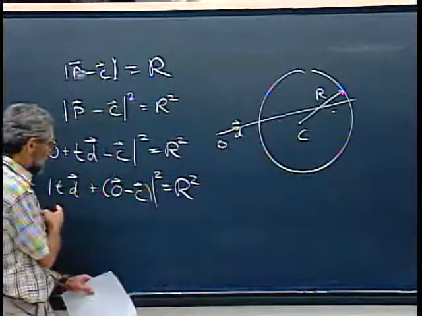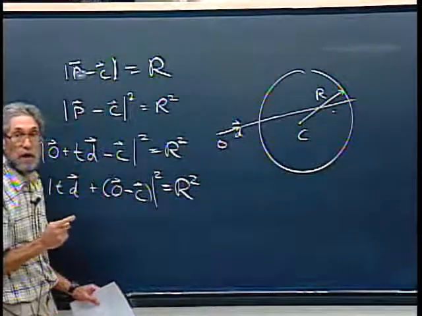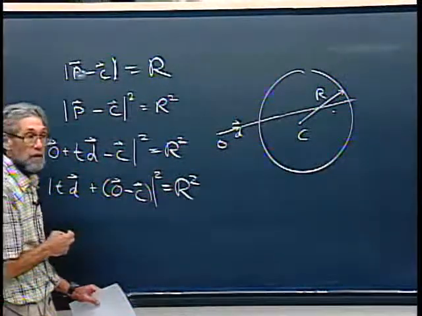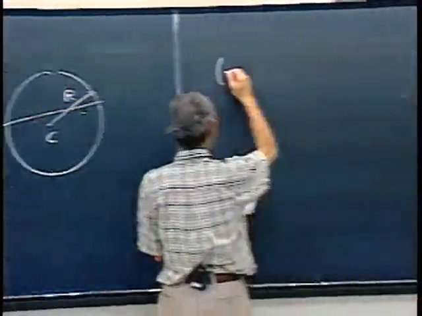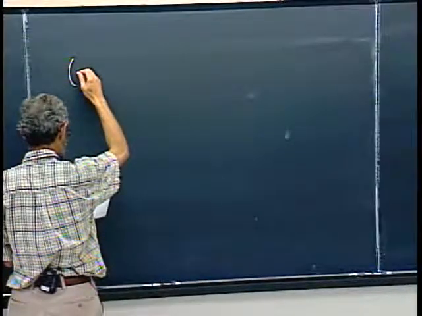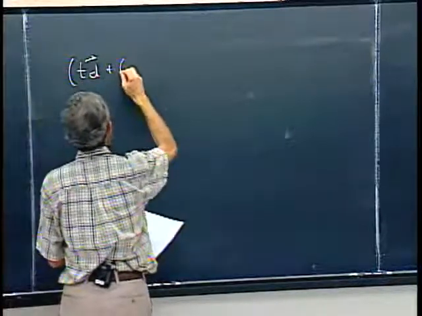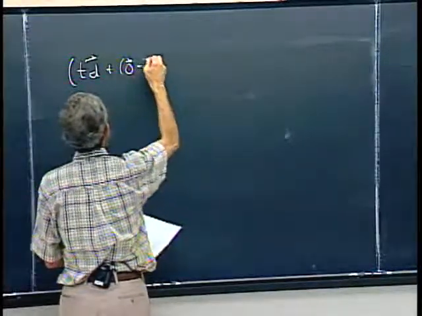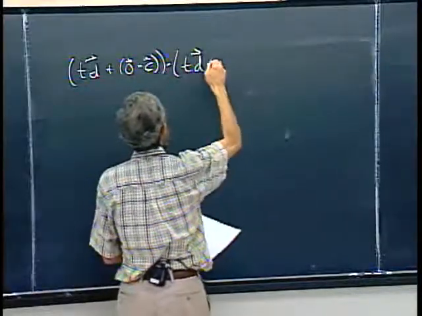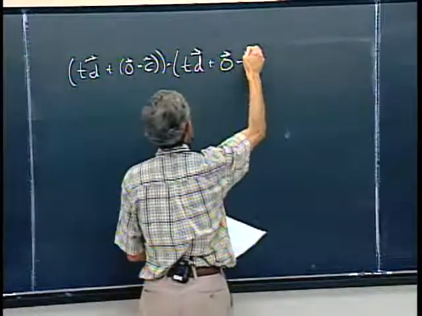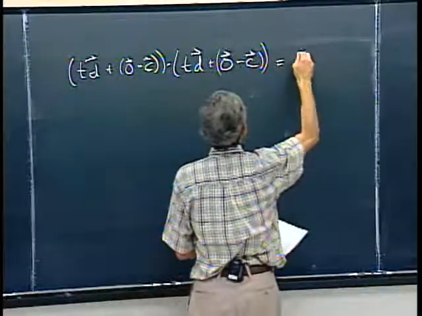And then maybe I'll go to the next board. This thing can be expressed as a dot product. The length squared of any vector is the dot product of that vector with itself. So if I write it like that, then I can end up getting the quadratic equation I was talking about in T. So I'm going to say TD plus the vector O minus C dotted with TD plus the vector O minus C equals r squared.